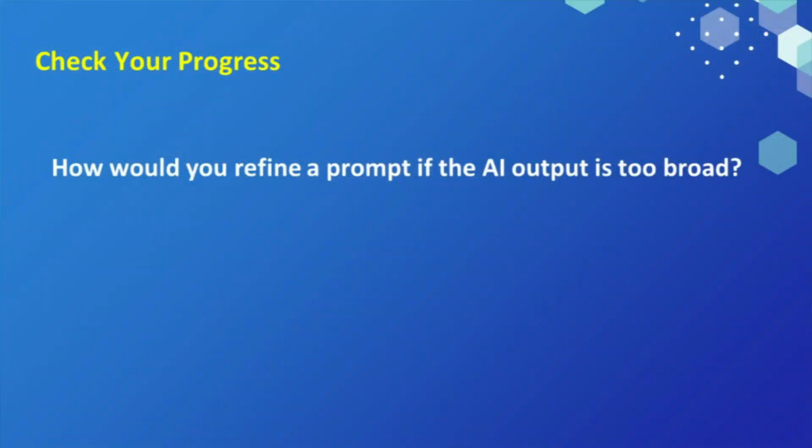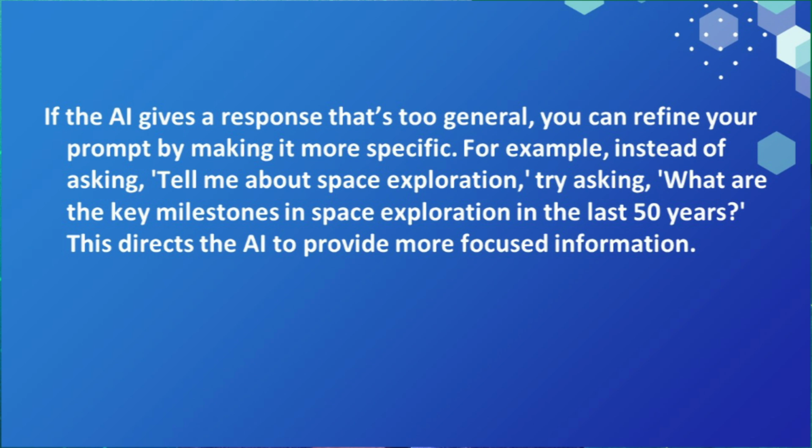Now again, let's check your understanding of some of the more advanced techniques we have discussed with a few more questions. So, how would you refine a prompt if the AI output is too broad? You can take a moment to reflect on what the answer should be. If the AI gives a response that's too general, you can refine your prompt by making it more specific. For example, instead of asking, "Tell me about space exploration," try asking, "What are the key milestones in space exploration in the last 50 years?" This directs the AI to provide more focused information.